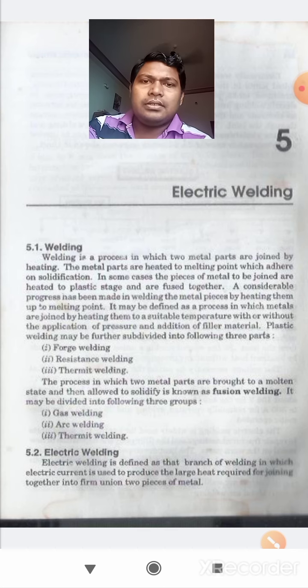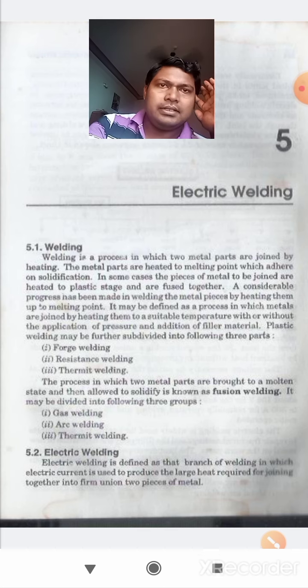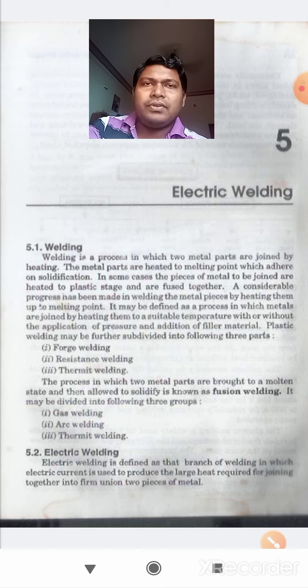Now the electric welding. Electric welding can be defined as the branch of welding in which electric current is used to produce the large heat required for joining together into union two pieces of metal. So here we will join the two pieces of metal by heating and melting the material, and then we will make them join.